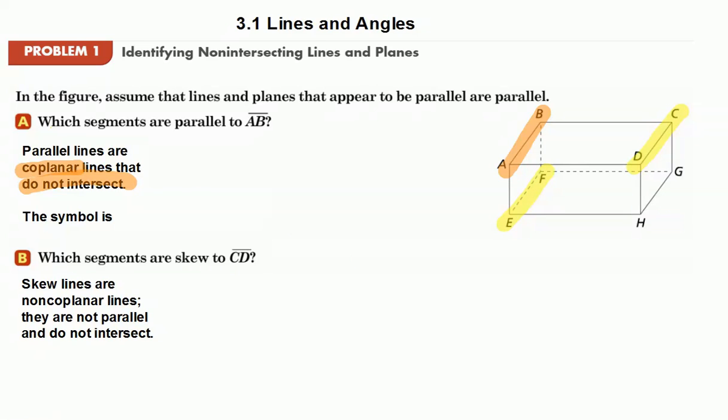So we're going to go ahead and write those answers down. Now the symbol for parallel is two vertical lines like this. So we're going to say segment AB, with a straight line on top, is parallel to DC. And we can also say that AB is parallel to EF. Don't forget the little line on the top to represent the segments. So those segments are parallel. That's something you guys should know.